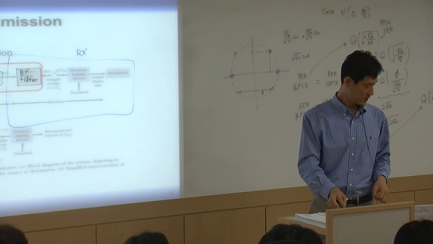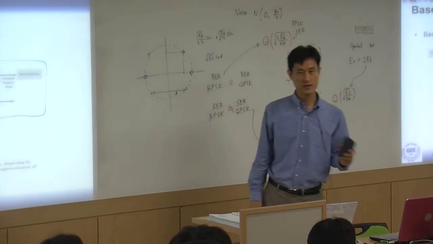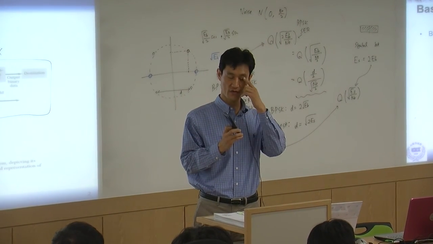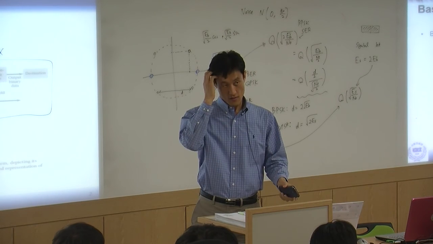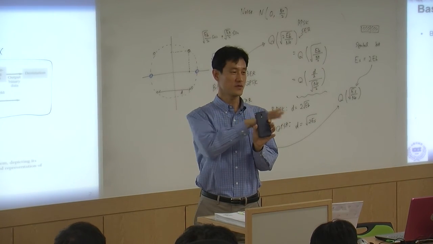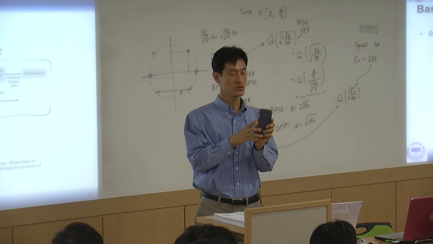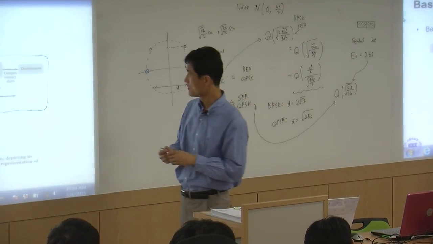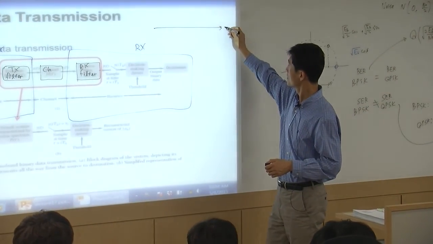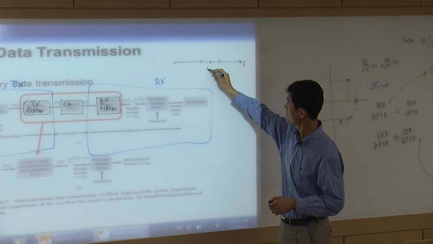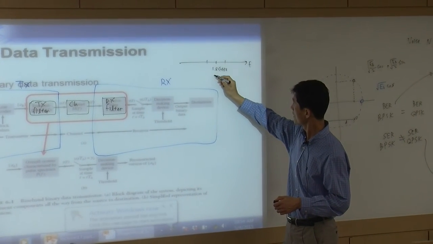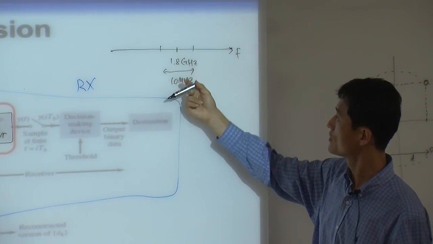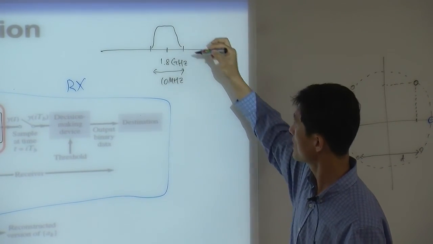Think about this example. Let's say your cell phone is using 1.8 gigahertz as a carrier frequency. But there are so many different frequencies, and you are supposed to use only 1.8 gigahertz. Let's draw here in the frequency. From here to here, let's say the center is 1.8 gigahertz, and this is, let's say, 10 megahertz bandwidth. So this is the bandwidth given to you, right? Your spectrum should be only inside of your bandwidth.